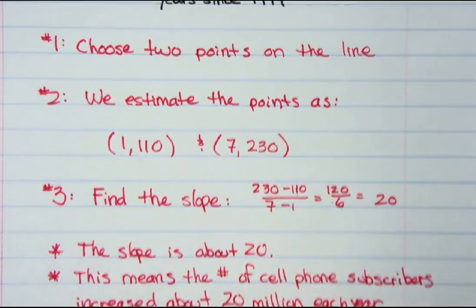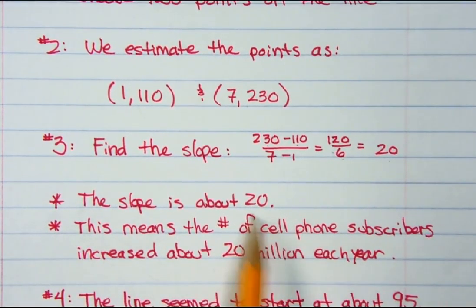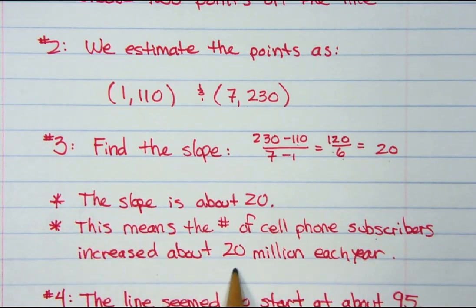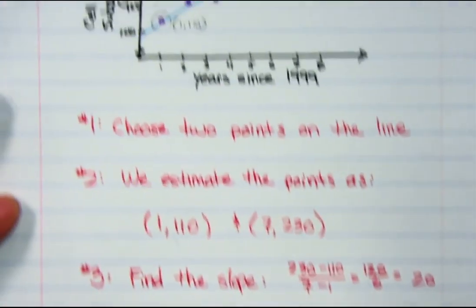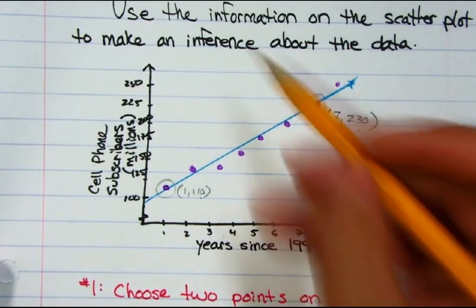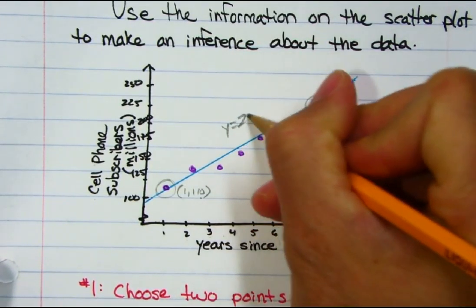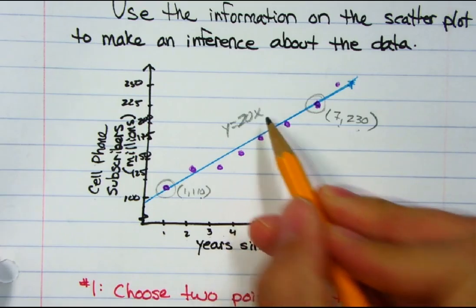What does that mean? Well, this means that the slope is about 20, and it means that the number of cell phone subscribers increased about 20 million per year. 20 million more people subscribed each and every year as it went on. And then the last thing I'm going to do is go backwards a little bit. So I already know the slope here, y = 20x, right? Every year it increases by 20.